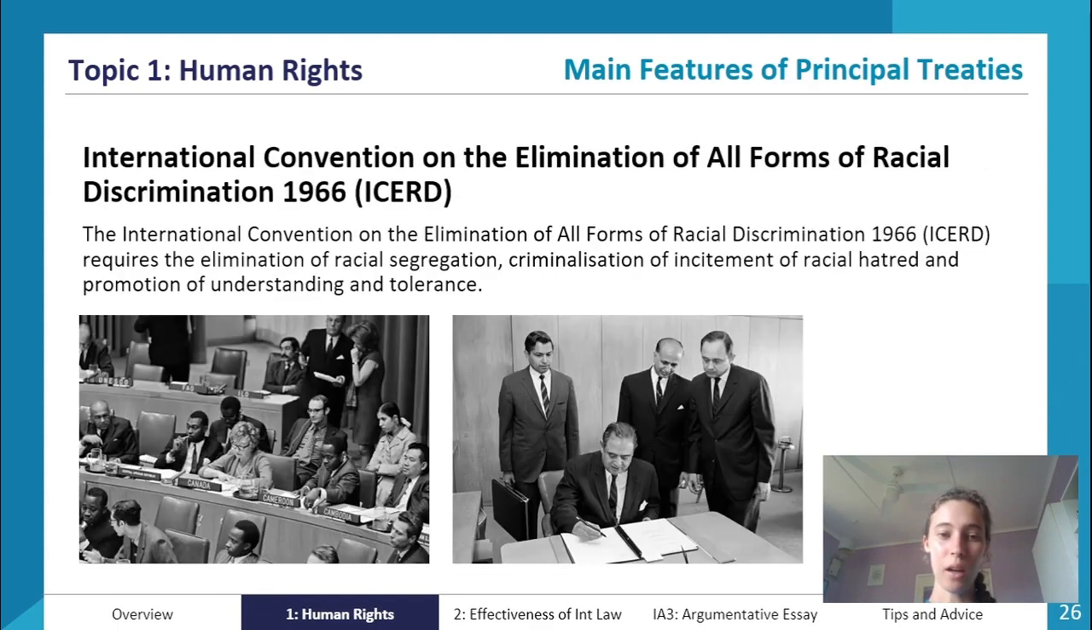Another one, the ICERD, the elimination of all forms of racial discrimination. So that's 1966, and as we can tell from the title, we want to eliminate racial segregation, criminalize the incitement of racial hatred, and promote understanding and tolerance. So we don't want to be segregated. We want no racial hatred, and that needs to be a crime. And then understanding and tolerance is what we want as well.